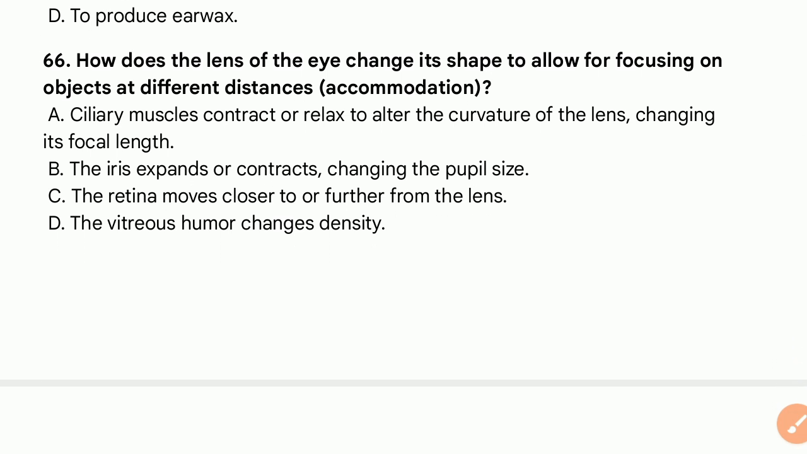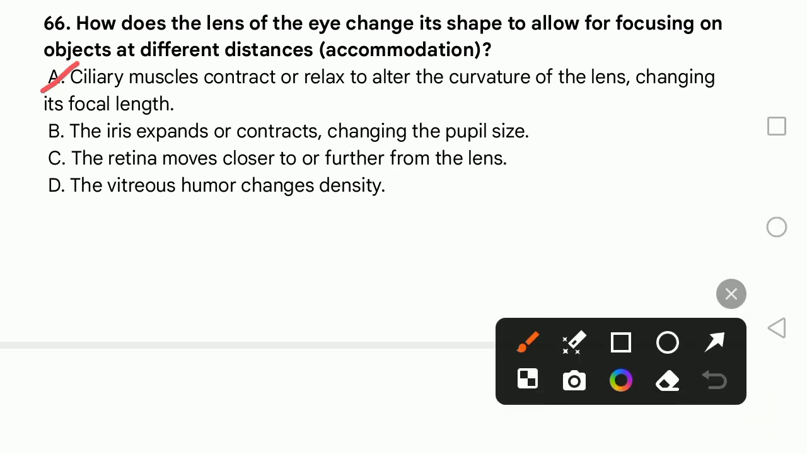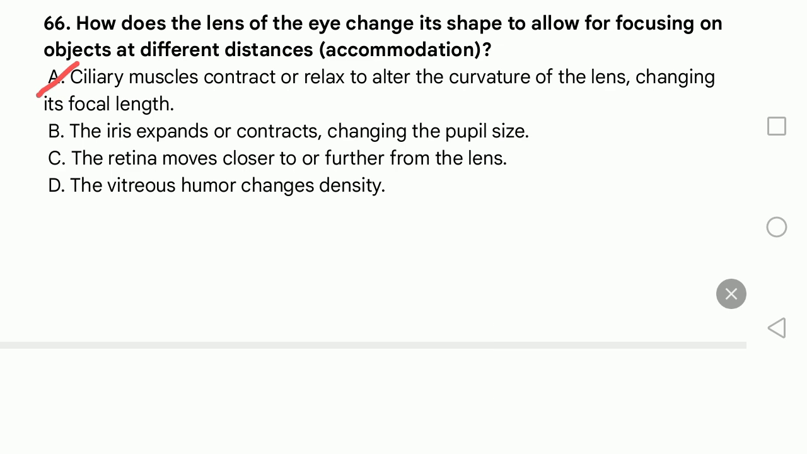66. How does the length of the eyes change its shape to allow for focusing on objects at different distances? A. Ciliary muscles contract or relax to alter the curvature of the lens, changing its focal length.